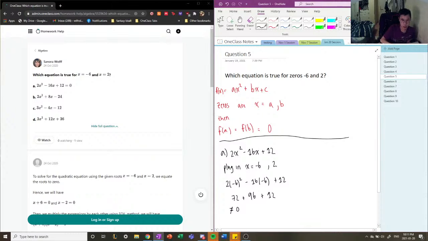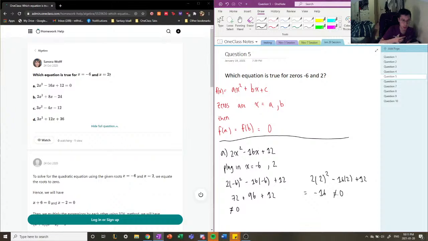All right. So what about 2? So we have 2 times 2 squared minus 16 times 2 plus 12. That's equal to 8 minus 32 plus 12, which is -12. So that does not equal 0.